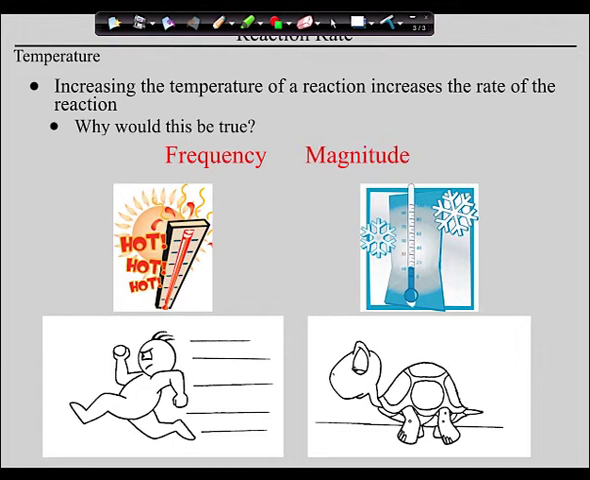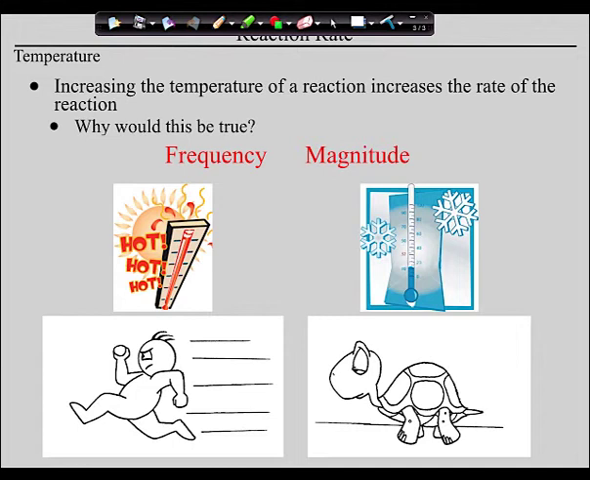So guys, why would making something hot make it react more quickly? What does it do to the collisions, David? Makes them move faster, but remember, it's not just the faster, it's how they collide. So if they're moving faster, do they collide harder or do they collide more often?